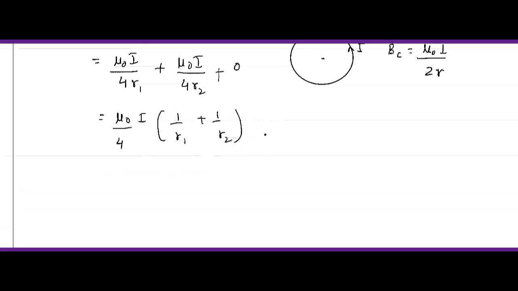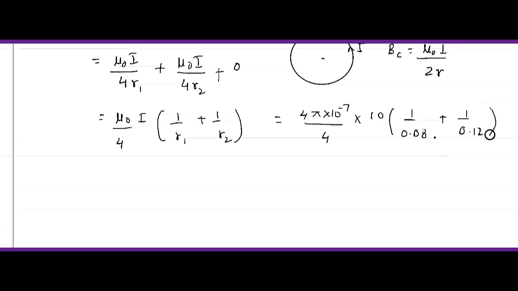And what are the values? Mu naught value is 4 pi into 10 to the power minus 7, divided by 4. Current value is given to be 10 ampere, and the value of the smaller radius is 0.08, and the value of the bigger one is 0.12. If we solve this, magnetic field would come out to be 6.55 into 10 to the power minus 5 Tesla. So this is the value of the magnetic field.